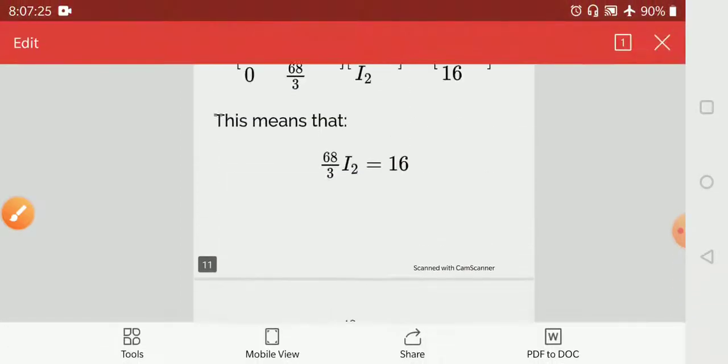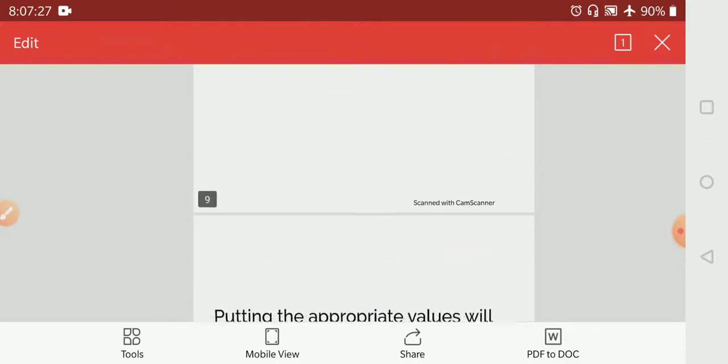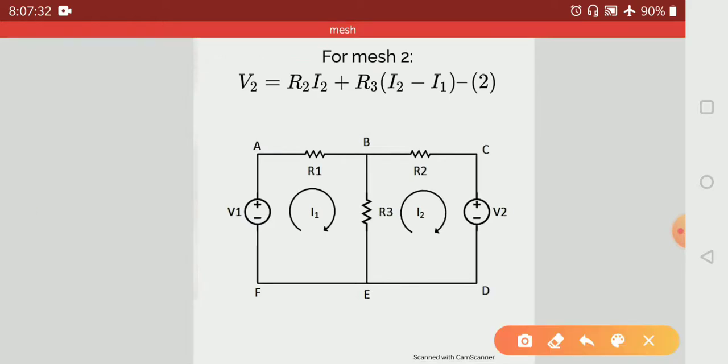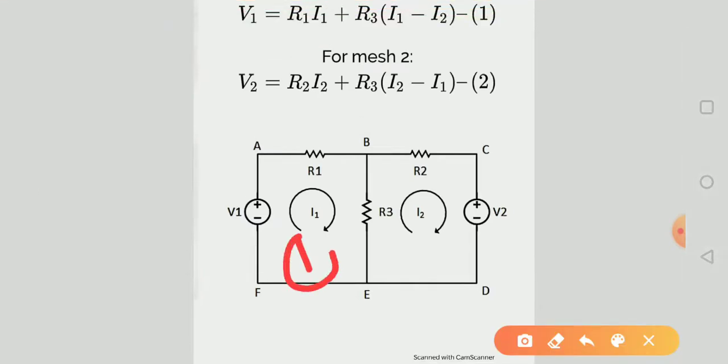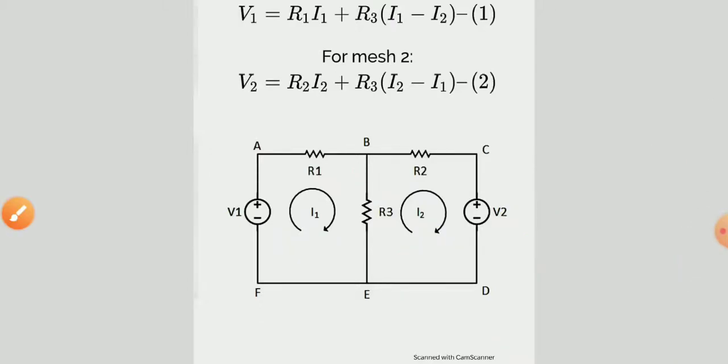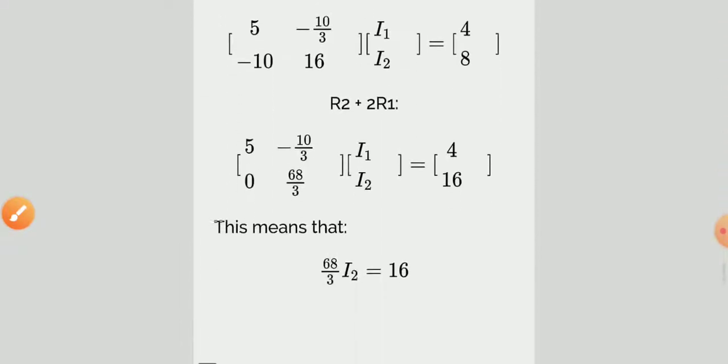As we see in this circuit, for mesh 1, the current in the resistance is I1 minus I2, and for mesh 2, the current in resistance R3 is I2 minus I1. So we identify here two values, I1 minus I2 and I2 minus I1, in both cases.